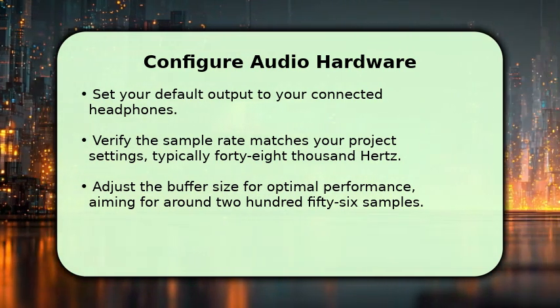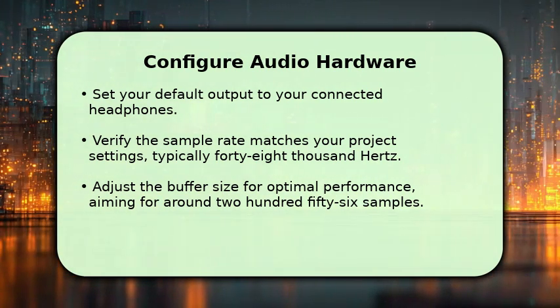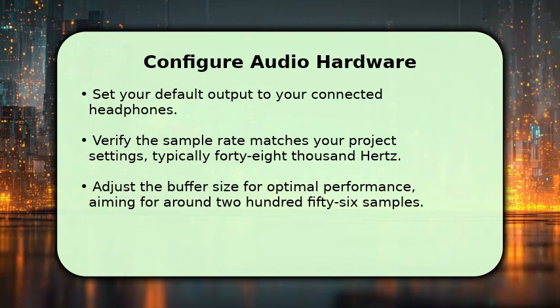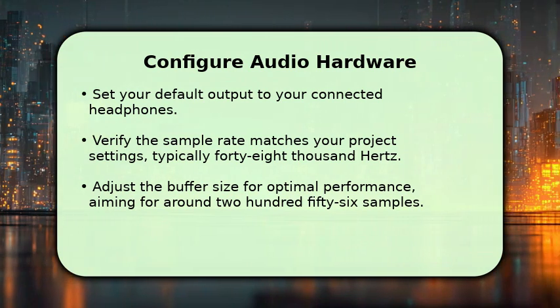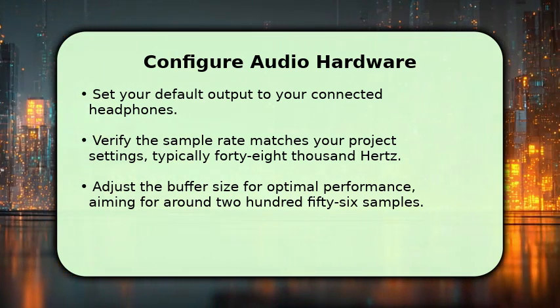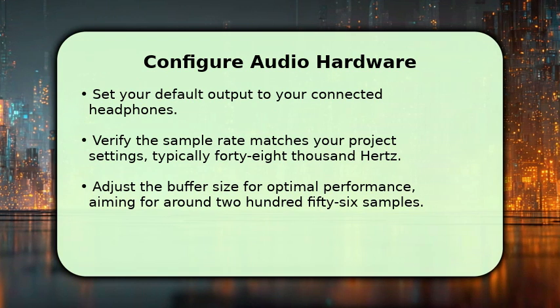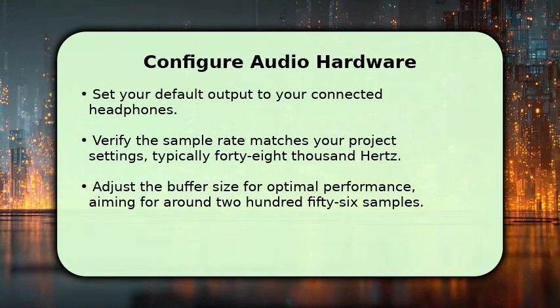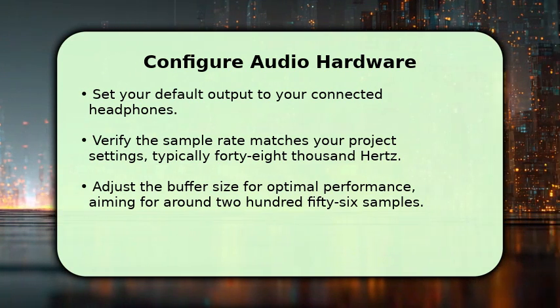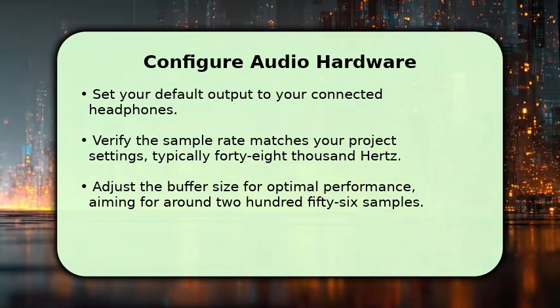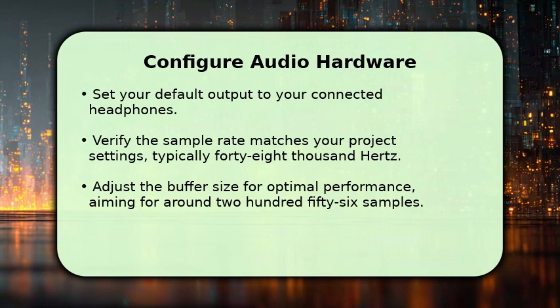Next, confirm that the sample rate is set to 48,000 Hz, which is standard for video projects, to avoid any playback issues. Finally, consider adjusting the buffer size to a value like 256 samples. A lower number reduces latency but might strain your system, while a higher number increases latency but offers more stability.